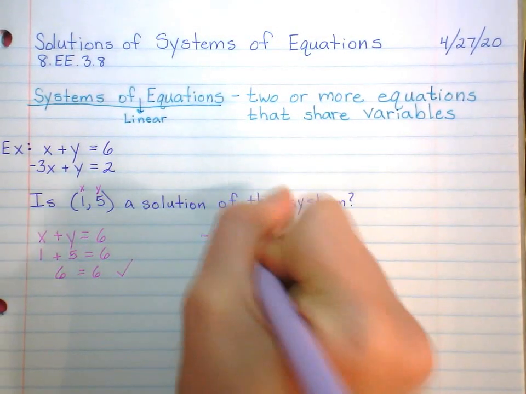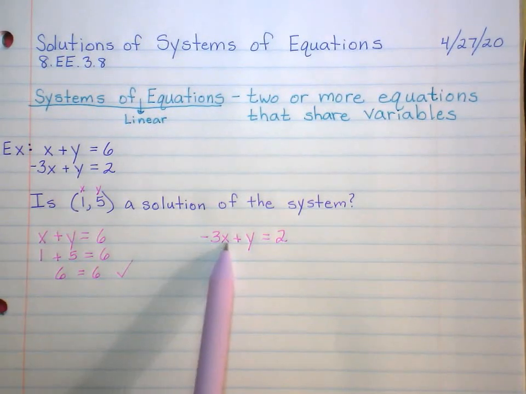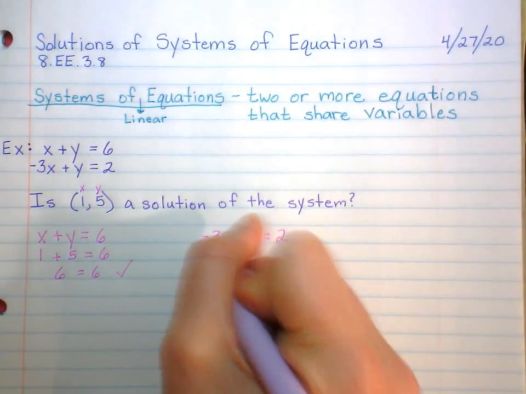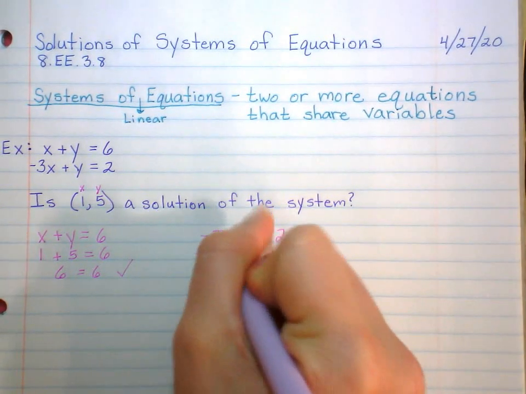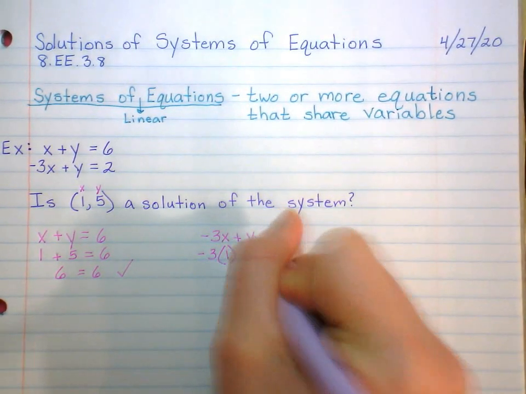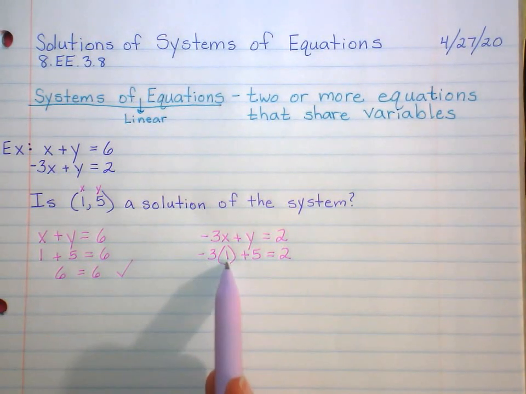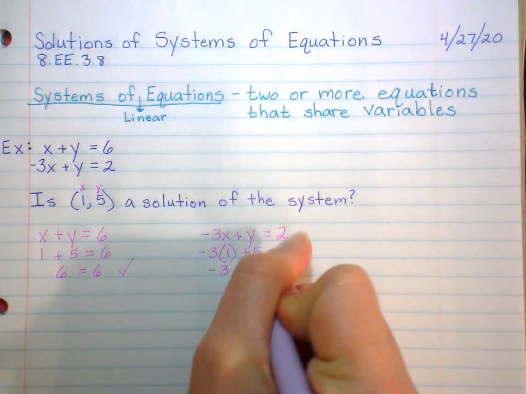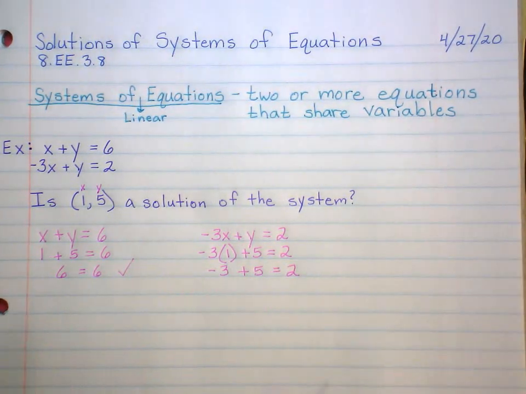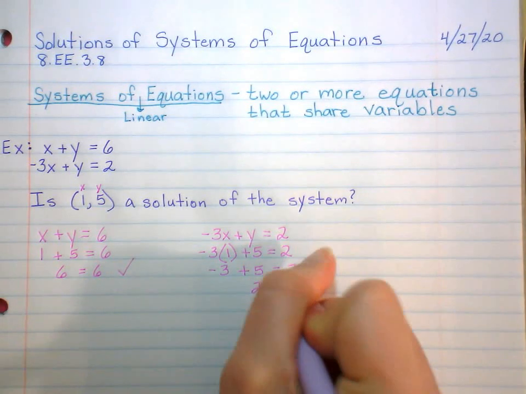Negative 3x plus y equals 2. So we're going to plug in 1 for x and 5 for y. They're touching, they're married, they're being multiplied. So negative 3 times 1, plus 5, equals 2. Well, negative 3 times 1, a negative times a positive is a negative, so it's negative 3 plus 5 equals 2. Negative 3 plus 5: we're 3 feet below ground, and we climb up 5 feet. That leaves us 2 feet above ground. Equals 2.